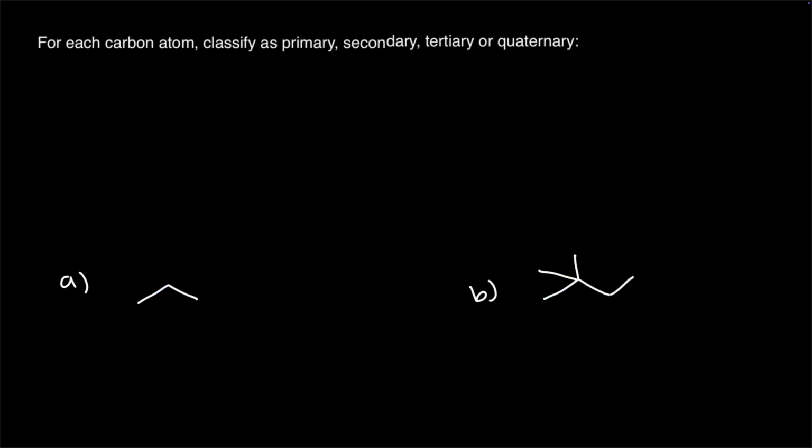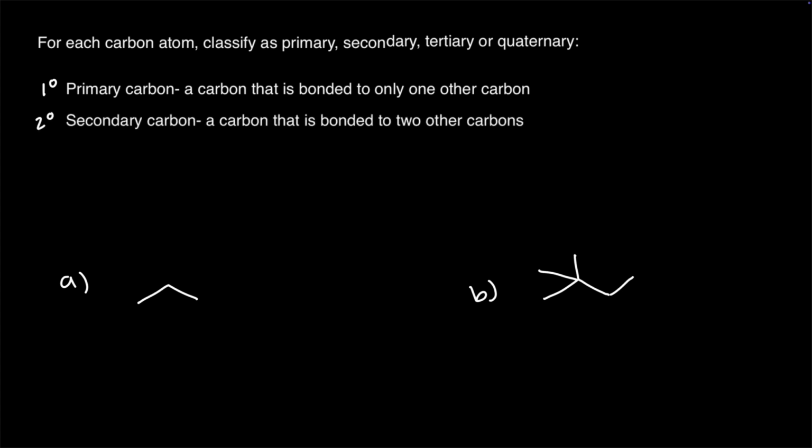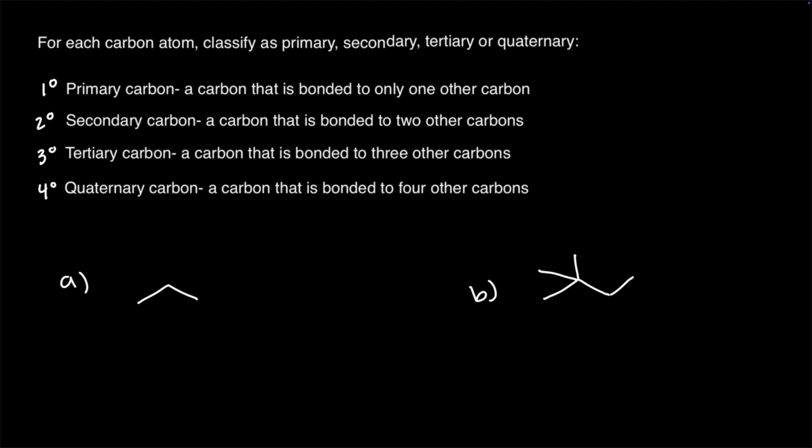For each carbon atom, classify as primary, secondary, tertiary, or quaternary. A primary carbon is a carbon that is bonded to only one other carbon. A secondary carbon is bonded to two other carbons. A tertiary carbon is bonded to three other carbons, and a quaternary carbon is bonded to four other carbons.